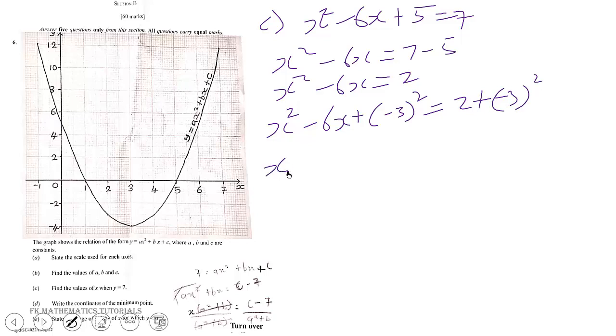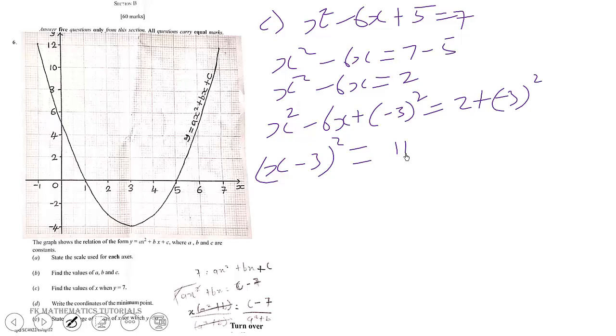So we have x minus 3 all squared. The left hand side becomes the perfect square, is equal to 2 plus 9, which is 11.